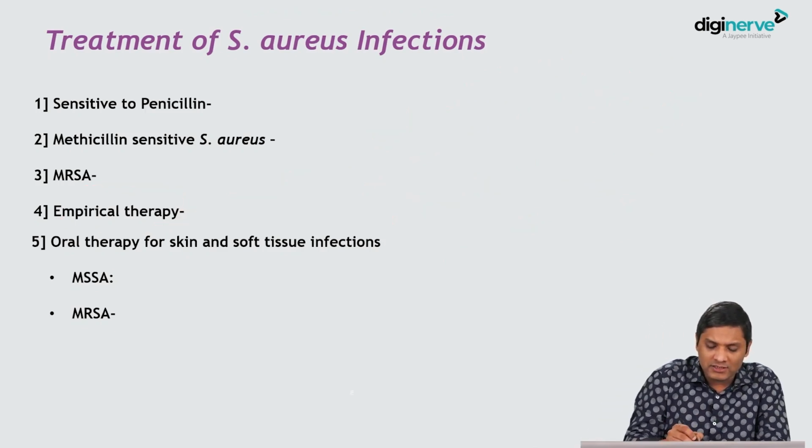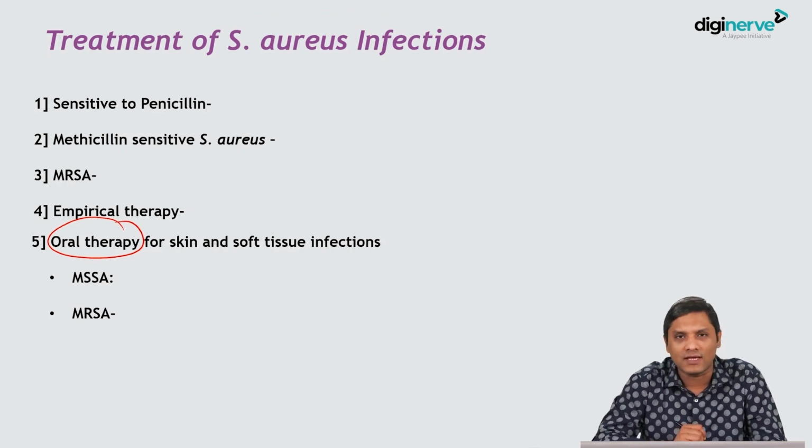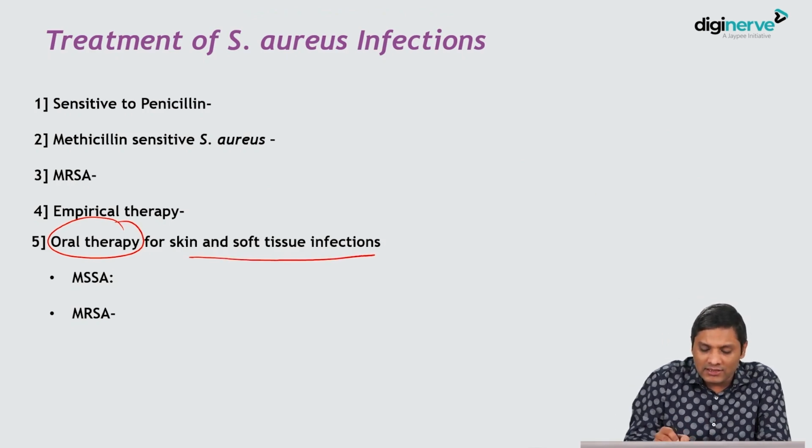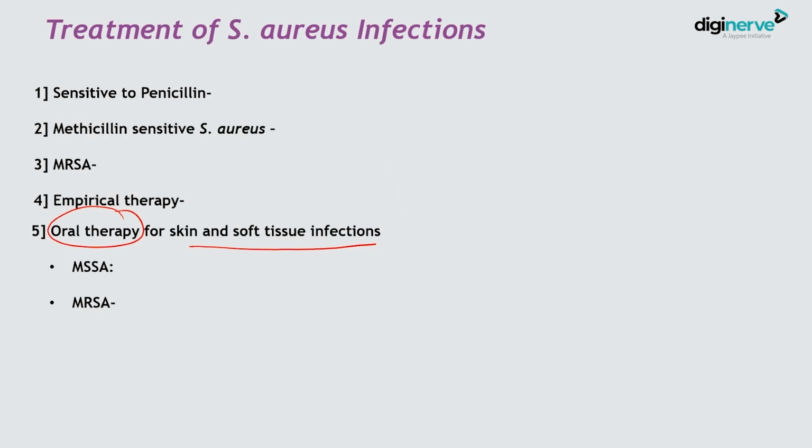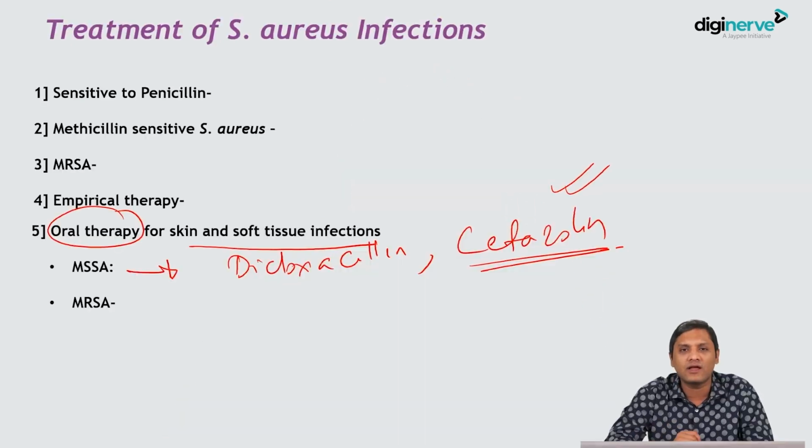So now we will discuss what other treatment options are available for skin and soft tissue infection. For MSSA, you can give dicloxacillin or flucloxacillin as a drug of choice, and a first-line cephalosporin is also an excellent choice for MSSA infection.